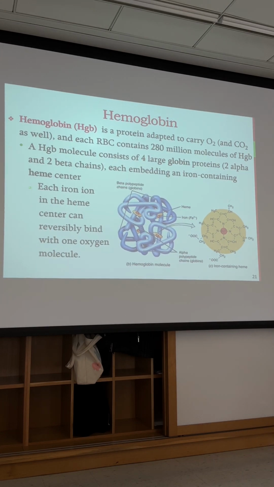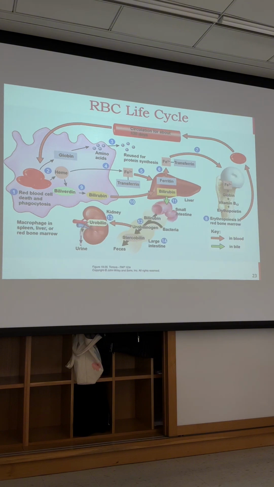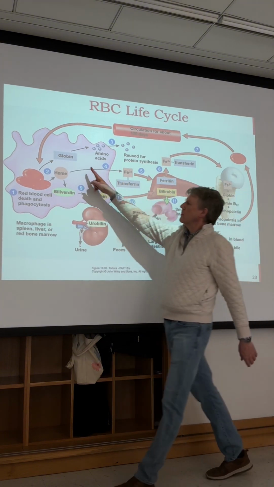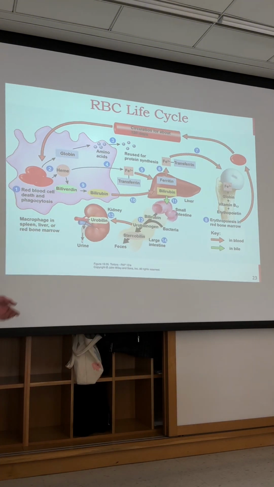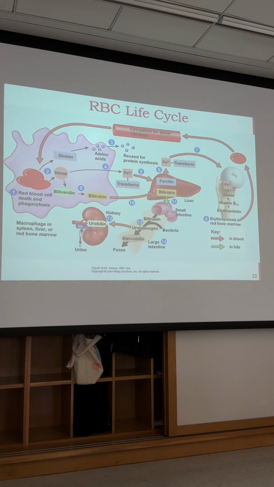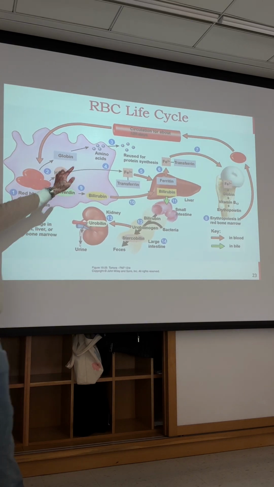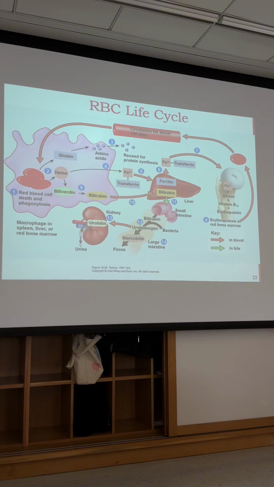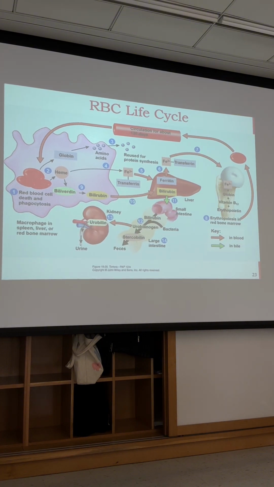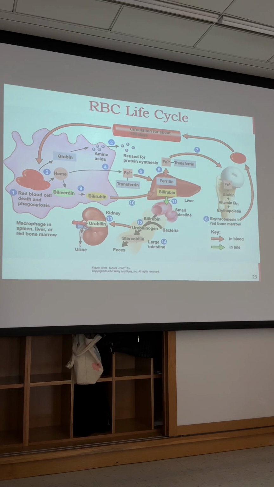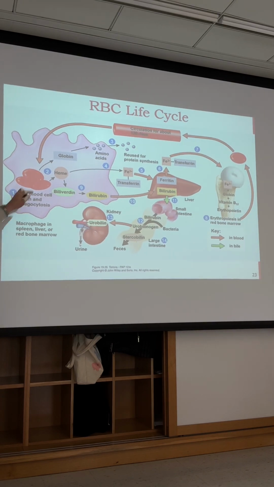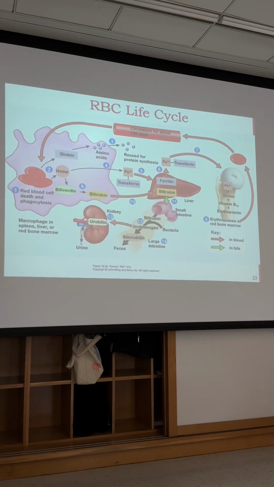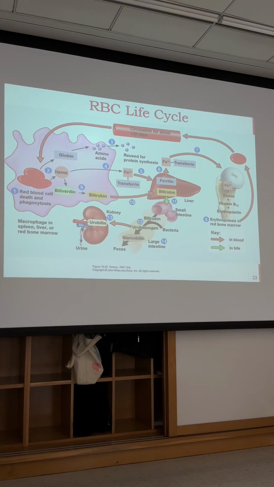Now the globin part is just a protein, right? So the globin part, you can break that down, and you can get the individual amino acids, and you can recycle those amino acids and use them to make any protein that you want to, okay? So that's what happens to the globin part. What happens to the heme part is a little bit more complicated. So you've got the heme part. Remember, sitting in the middle of the heme is an iron molecule.